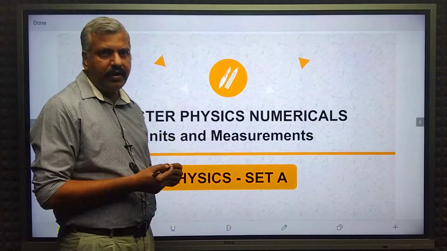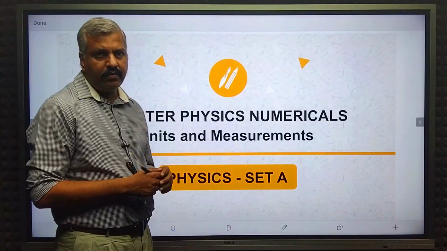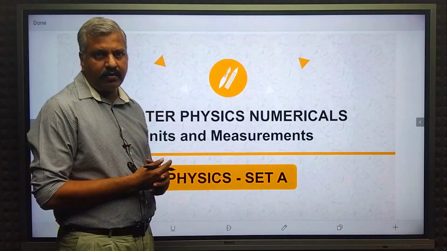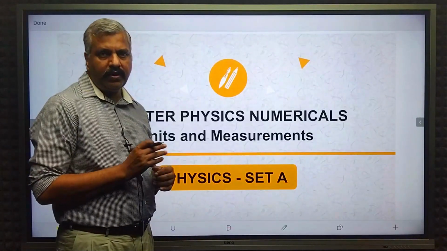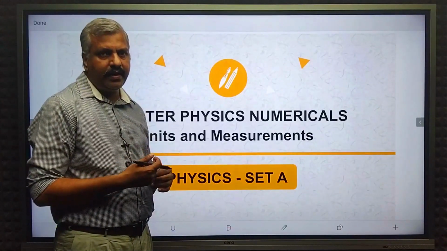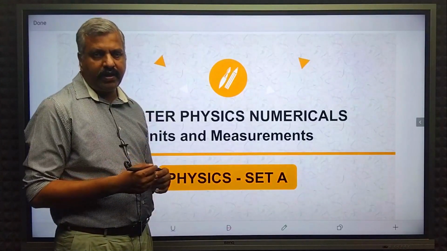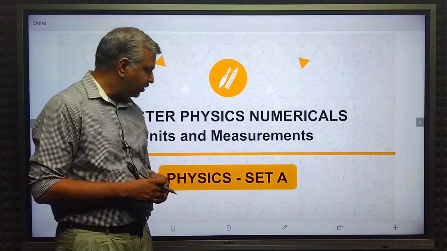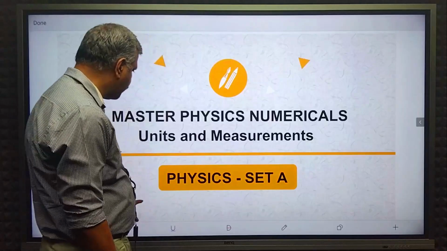So over the next few days what we will do is we will discuss questions from each chapter. By way of doing these numericals, I think I will be able to teach you the entire concepts given in the chapter. So it would be helpful if you can work out these numericals and then again check where you have gone wrong and then try to rectify your errors. If you rectify them, I am sure you will be able to learn all the concepts which are there in the particular chapter. So let's begin with the first chapter, that is units and measurements, and then let's see what's there for us to learn.